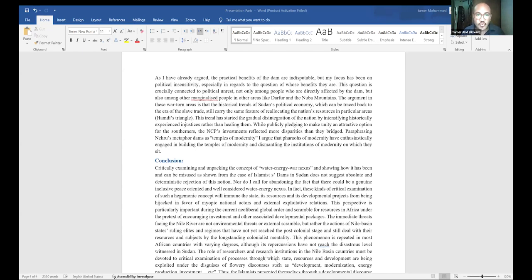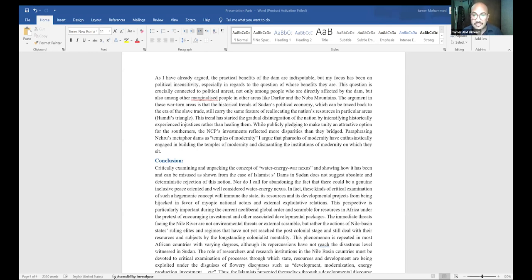The argument in these war-torn areas is that the historical trends of Sudan's political economy, which can be traced back to the era of the slave trade, still carry the same features of reallocating the nation's resources in particular areas. They call it Hamdi's triangle. So this trend has started a gradual disintegration of the nation by intensifying historically experienced injustice rather than healing it, while publicly pledging to make unity an attractive option for Southerners.